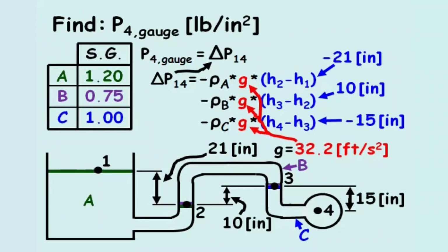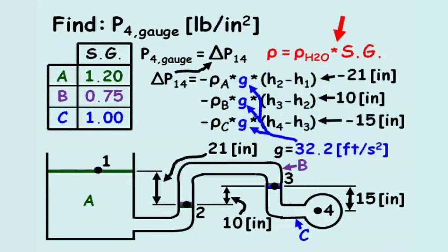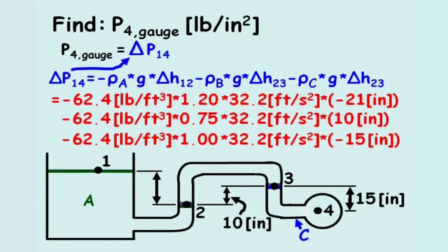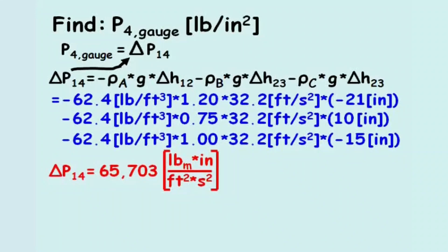And the density of the fluid equals the density of water times the specific gravity of the fluid, where the density of water equals 62.4 pounds per cubic foot, and the specific gravity of each fluid is identified in the table. After writing out this equation, the change in pressure between points 4 and 1 equals 65,703 pounds-inches per feet squared per second squared.